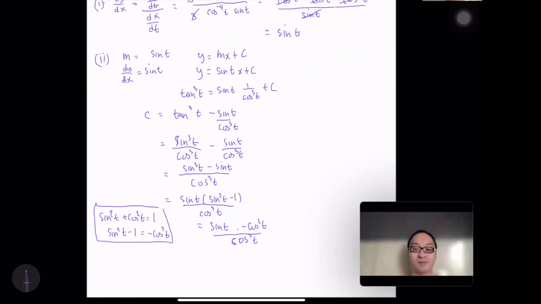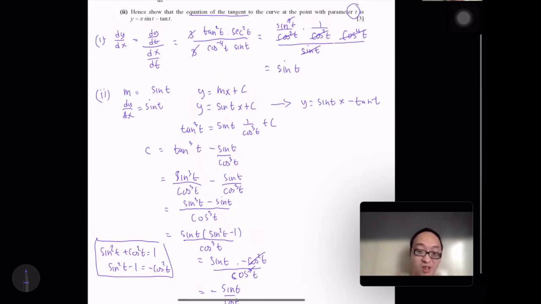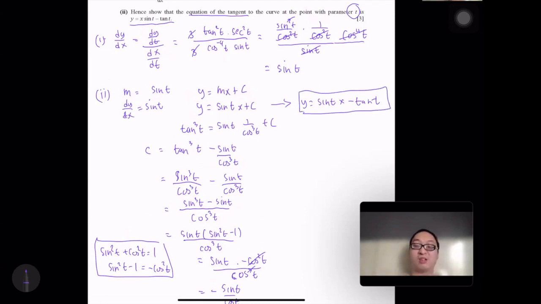So we can cancel the cos square here with one cos here. So it becomes negative sine t over cos t, which is negative tangent t. So this is the c. So we can just replace it into the equation: y equals sine t x minus tangent t, which is proven the same as the question. Okay, this is the answer for number 1.